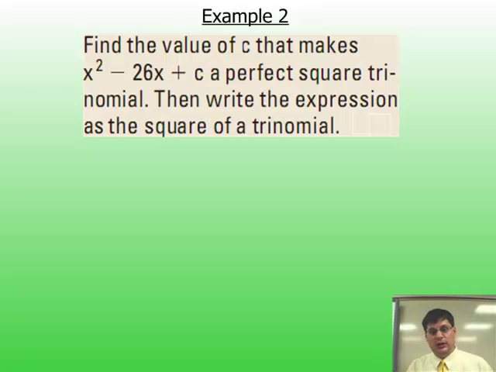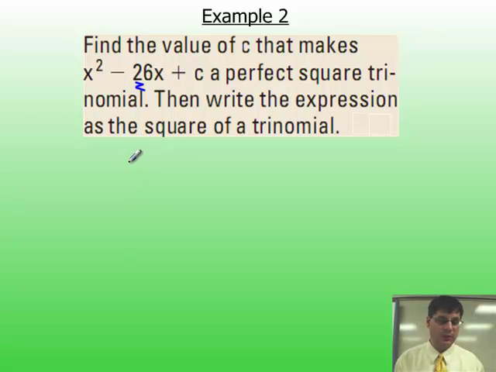So let's look at an example of a problem that you might encounter. So I want to find the value of c that makes x squared minus 26x plus c a perfect square trinomial. Then we're going to write that as a square of a trinomial. So I would start off, and I would look at my b term here, which is 26. I'm ignoring the sign right now. We'll talk about what the sign does in just a moment.